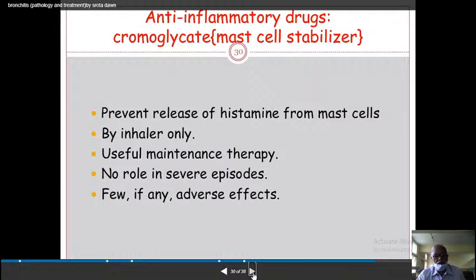Anti-inflammatory drugs, cromoglycate, a mast cell stabilizer, prevents release of histamine from mast cells, by inhaler only. Useful maintenance therapy with the steroids or cromoglycate mast cell stabilizers can be tried, and no role in severe episodes. Few, if any, adverse effects are present.